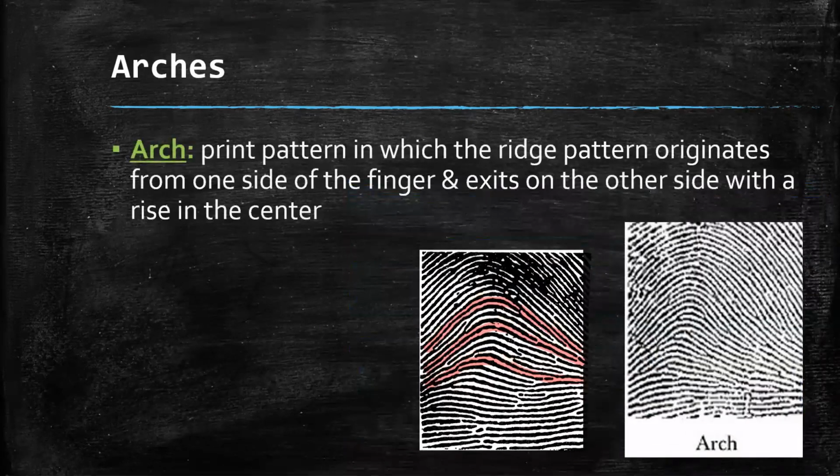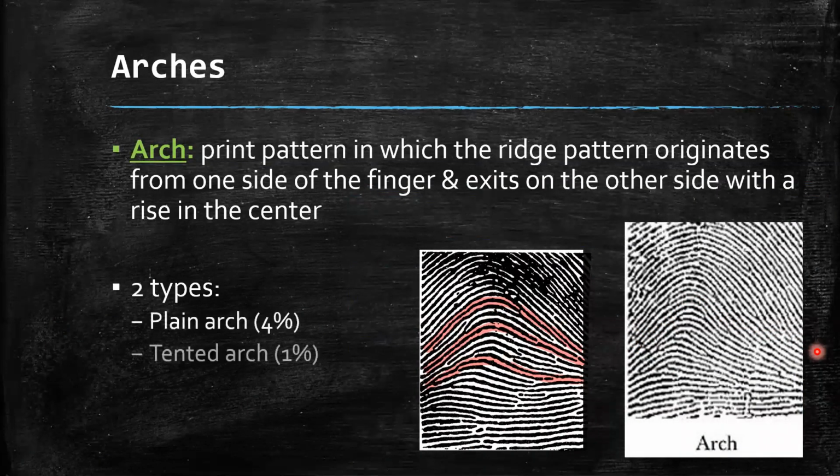All right, then arches. An arch is a print pattern in which the ridge pattern enters from one side of the finger, arches up, and exits the other side. So, like I said, find the center part, starts on one side, arches up, exits one side. This one starts on one side, arches up, exits a different side. There's no lasso effect happening. There are two types of arches, a plain arch and a tented arch. A tented arch is very rare. Arches are not super popular to begin with, but a tented arch is very rare to have.